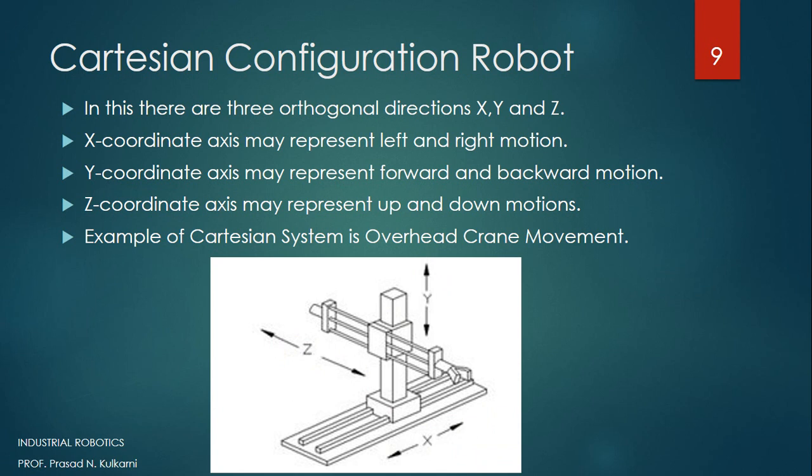These 3 axes are perpendicular to each other, means they are at right angle to each other, x, y, z axes. Now the x coordinate axis may represent left and right motion, y coordinate may represent forward and backward, and the z coordinate upward and downward. An example for that is overhead crane movement. In many industries we have seen heavy things moving from here to there on the shop floor. Those are by using this Cartesian configuration.